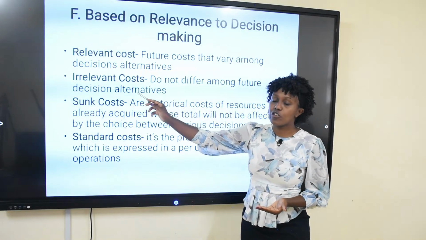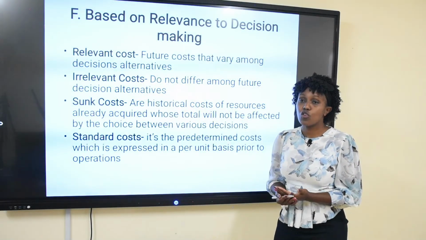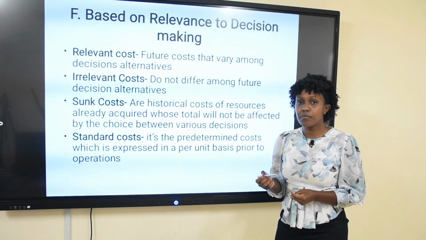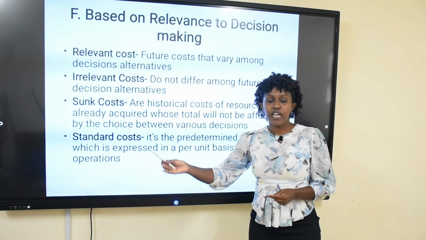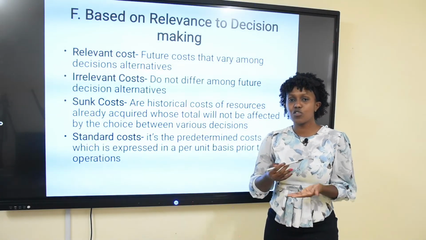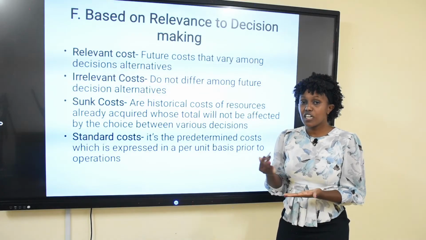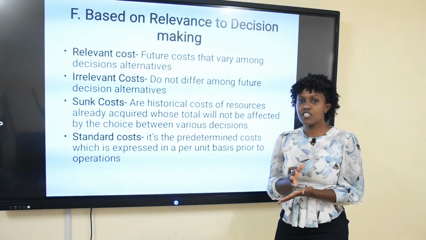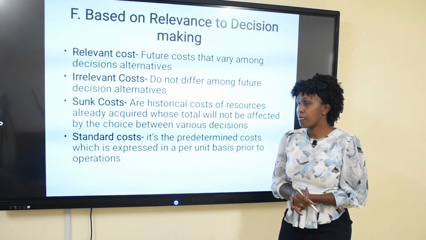Then we have irrelevant costs. These are costs that do not differ among decision alternatives. The cost is the same between option A and option B. So being the same under the two alternatives, it is not going to affect future decision making. So an irrelevant cost does not differ among decision alternatives.